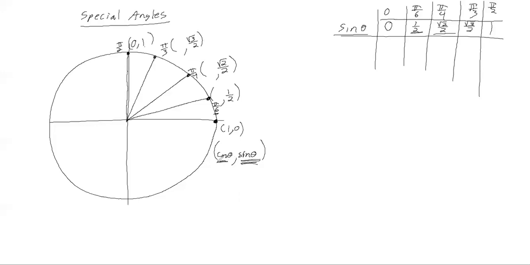And for the cosine values, you just go backwards. Square root of 0 over 2. Square root of 1 over 2 simplifies to 1/2. Square root of 2 over 2 goes here. Square root of 3 over 2 goes here. And square root of 4 over 2 goes there, which is 1.